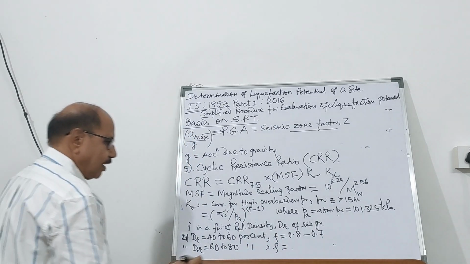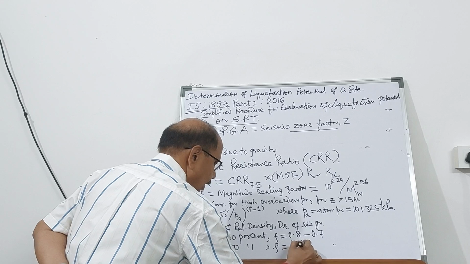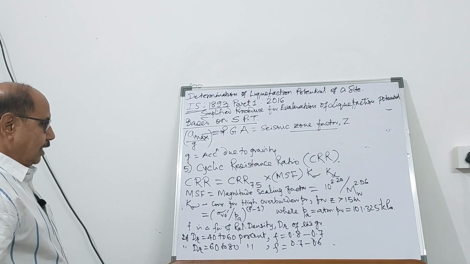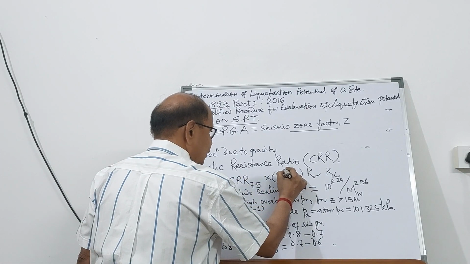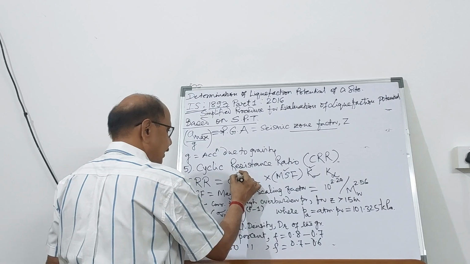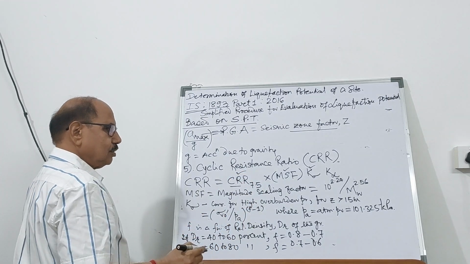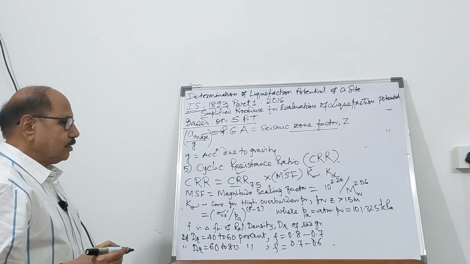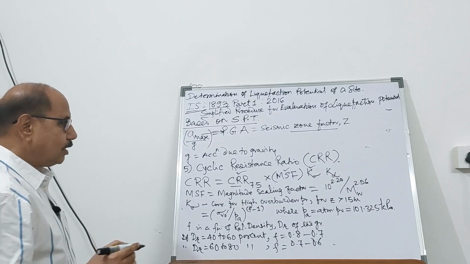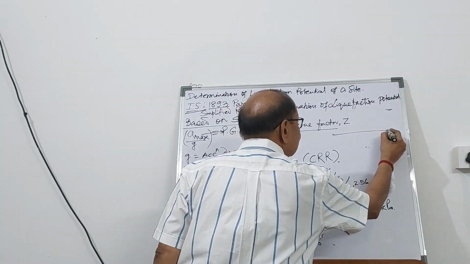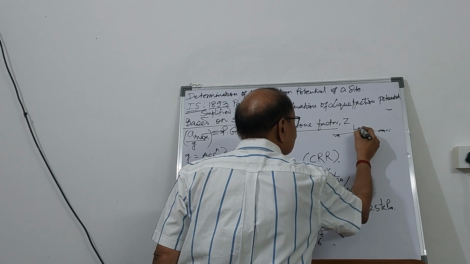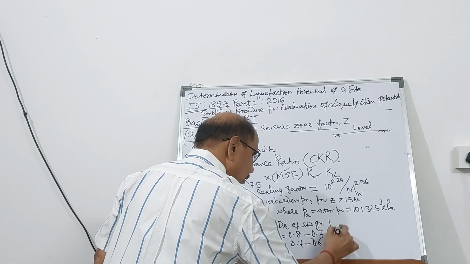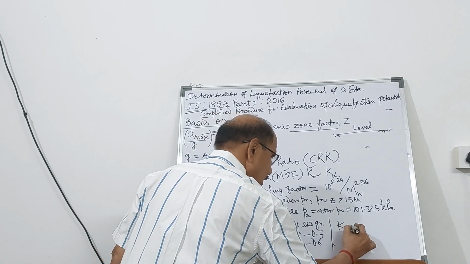then the value of f is going to be 0.7 to 0.6 in this range. So you can find out this. This you can get from the chart given in the IS code. And this K alpha is equal to 1 for level ground. So if the ground is level, then the value of this K alpha equal to 1.